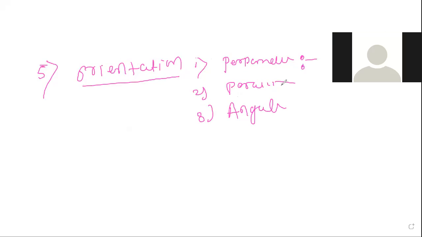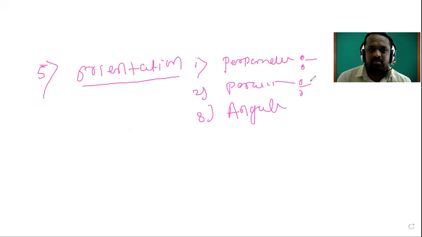Okay. Parallelism, when two planes do not cut each other, then it is called parallel. And angularity, having some angle. Okay, so I will just write down the symbols here. For perpendicularity, we use this symbol. For parallelism, we use this symbol, and for angularity, we use this symbol. And the important point is that for orientation, again it requires a datum. So I will directly take the example here, datum.